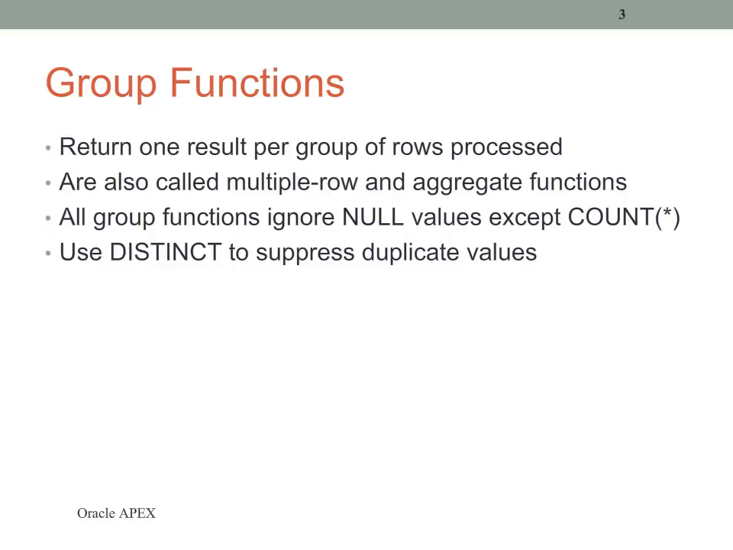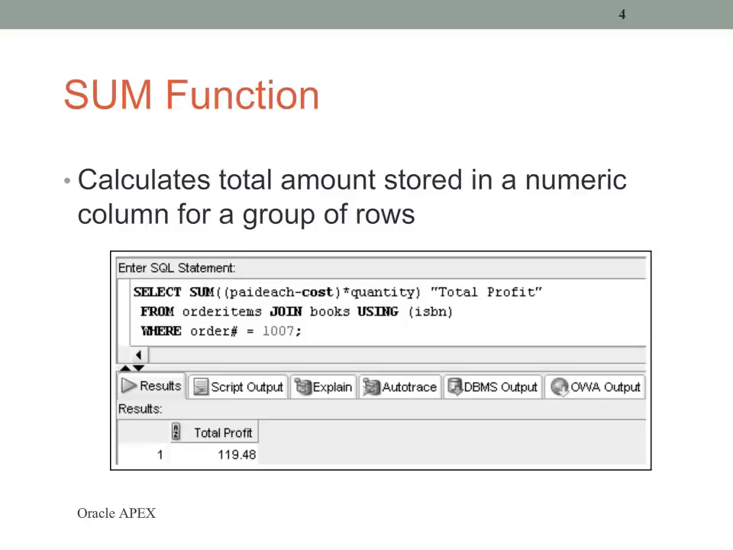As we talk about these functions, let's start with the sum and then move on to the average. The sum calculates the total amount stored in the numeric column for a group of rows. Naturally, the sum function returns the sum or total value of the selected numeric field.